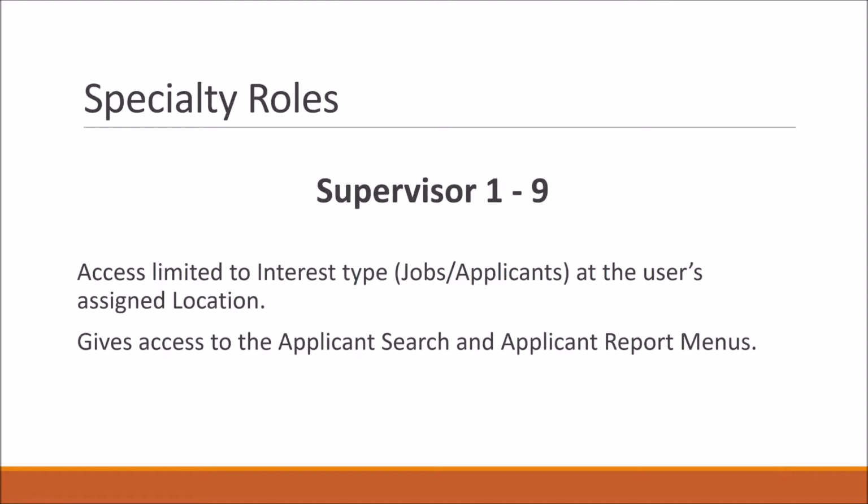You do have the ability to assign a user 3 locations. So if someone's split or works at more than one location, you have a little flexibility. And you can give someone all 9 supervisors if you need to. By giving someone a supervisor role, that automatically gives them the ability to see the applicant search menu and the applicant report menu underneath the management tab. It also gives them access to the resources menu. I forgot to put that on there, so I apologize.